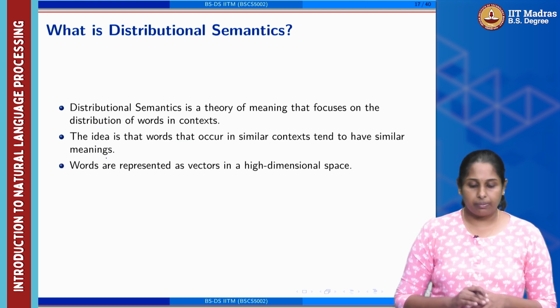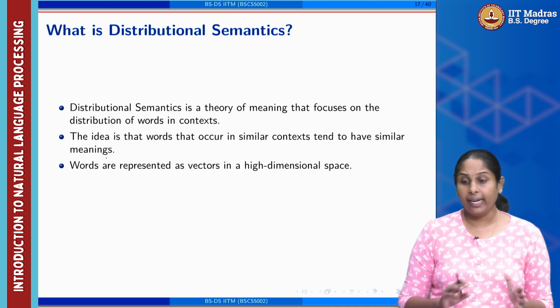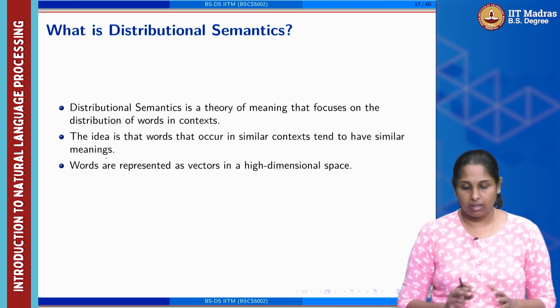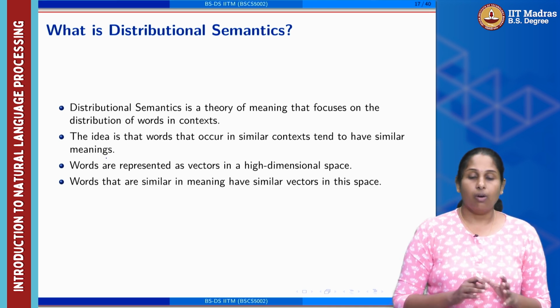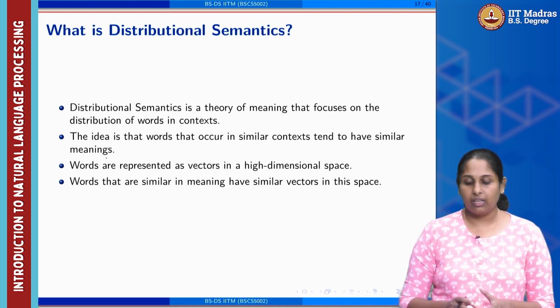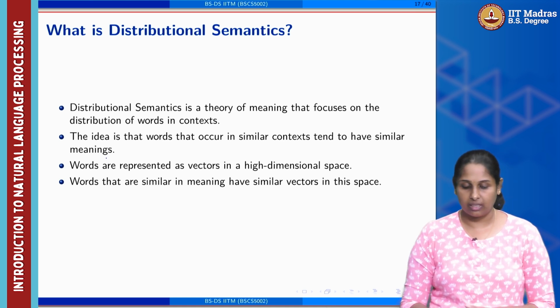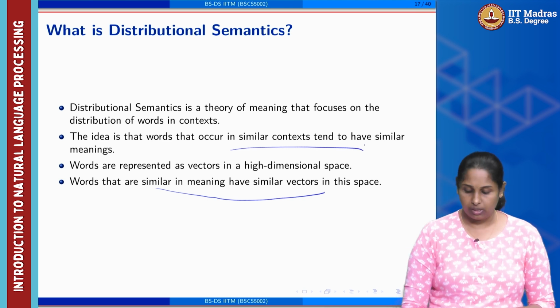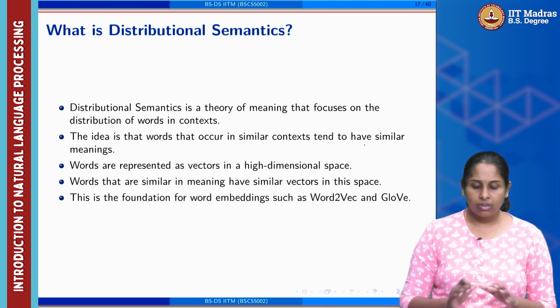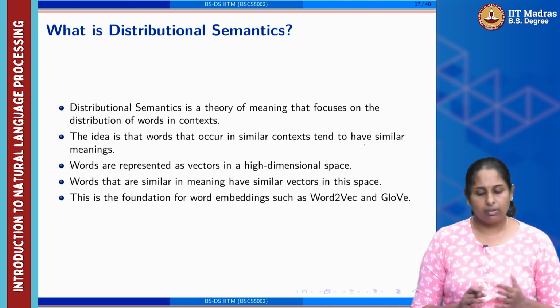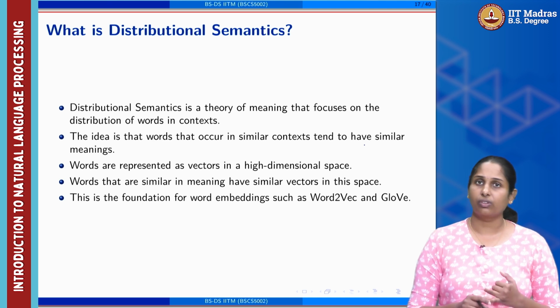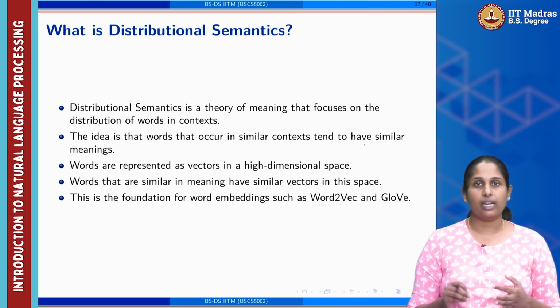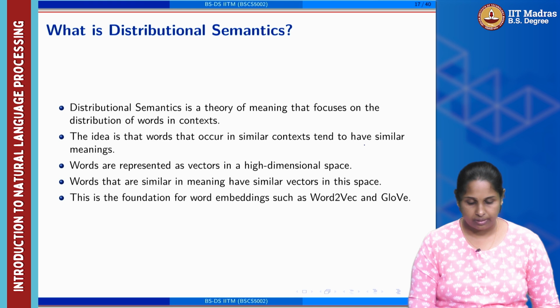And words are represented as vectors in a high dimensional space in distributional semantics. Words that are similar in meaning again have similar vectors in this space. So, both are true from the distributional semantics point of view. And this is the foundation for word embeddings such as word2vec and GloVe, and the later one called FastText.